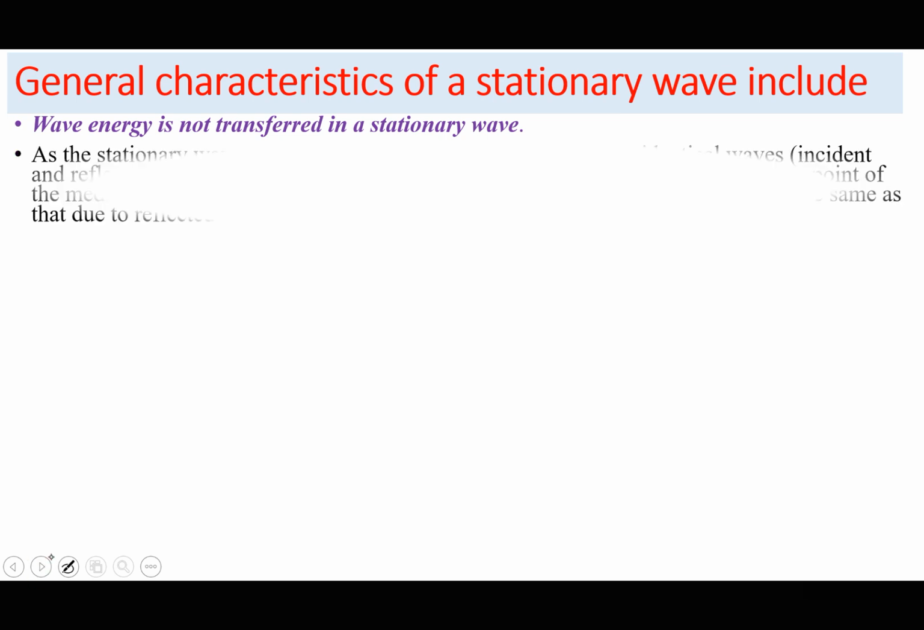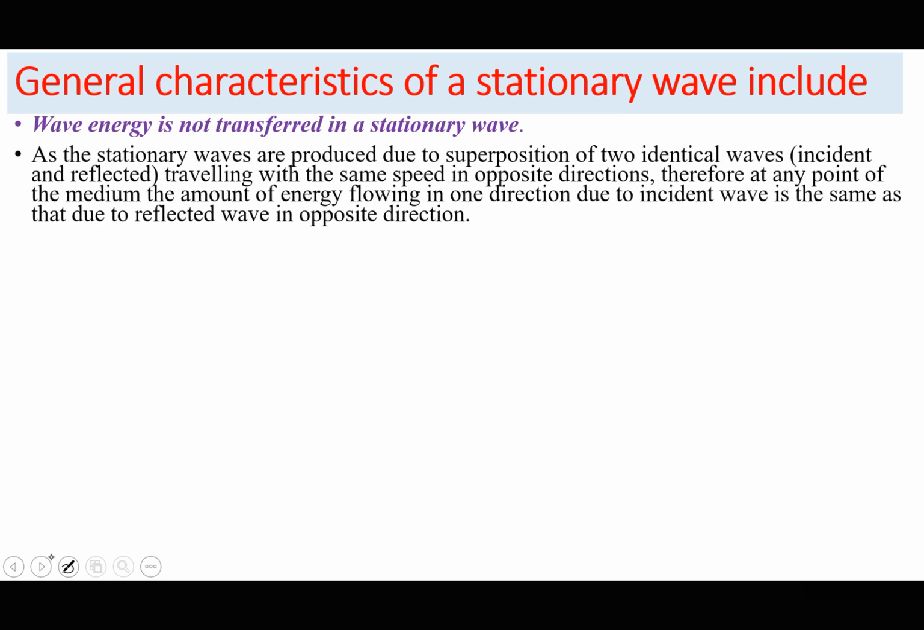Of course, you recall that stationary waves are produced due to superposition of two identical waves, the incident and the reflected, traveling with the same speed in opposite directions. Therefore, at any point of the medium, the amount of energy flowing in one direction, say to the left, is the same as the amount of energy flowing in the opposite direction, say to the right. So there is no net flow of energy in any particular direction. Therefore, there is no net transfer of energy in a stationary wave.